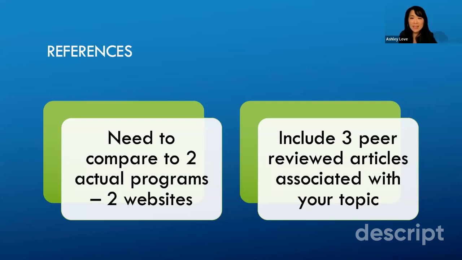And then lastly, what do you need to do? You need to compare 2 actual programs with the websites. You need to include 3 peer-reviewed articles associated with your topic. You can include them in the table, or you can include them in the abstract. You can use that for your final paper, the 3 peer-reviewed articles that you have found. I just want to make sure that you're able to find information on your topic for your assignment 1.